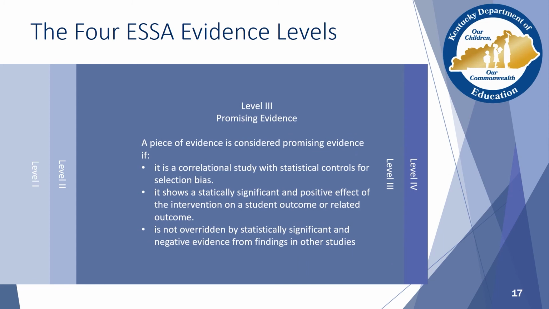Level 3, promising evidence. A piece of evidence is considered promising evidence if it is a correlational study with statistical controls for selection bias. It shows a statistically significant and positive effect of the intervention on a student outcome or related outcome. It is not overridden by statistically significant and negative evidence from findings in other studies.